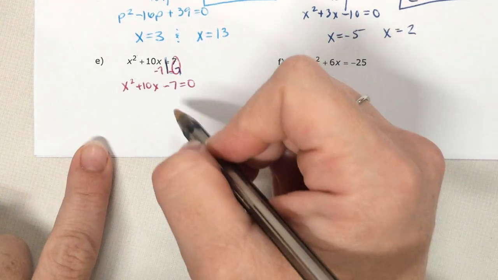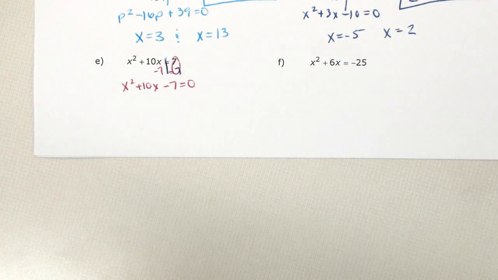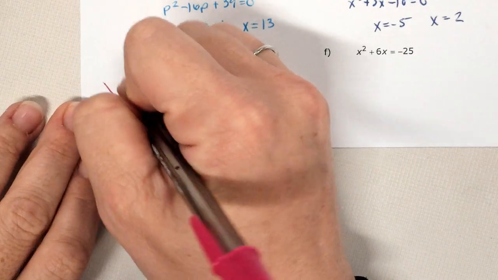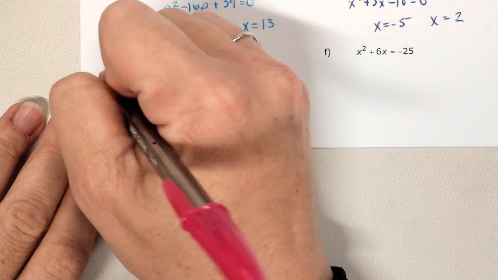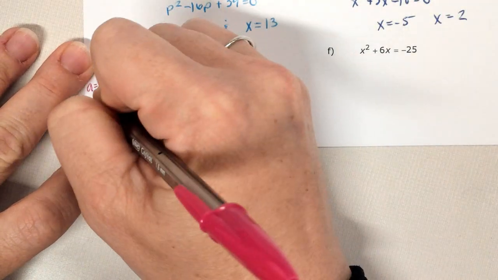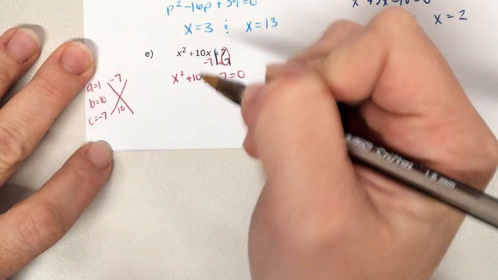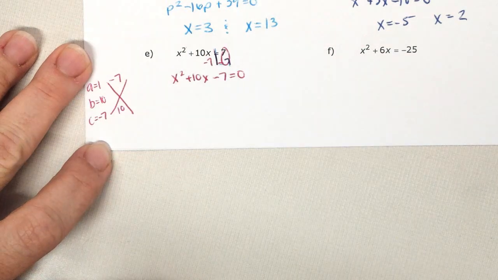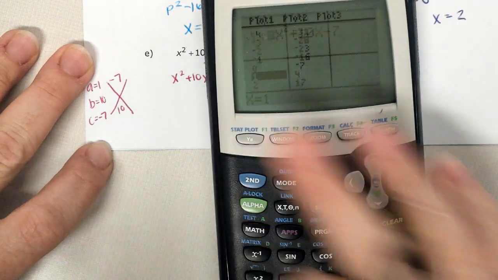And I could try to factor this, but it's actually not factorable because we can try. We can come over here. A times C is negative 7 because we have A is 1, B is 10, C is negative 7, and B is 10. Well, there is absolutely nothing that multiplies to negative 7 and adds to 10. You could check it in your calculator. You're not going to find it.